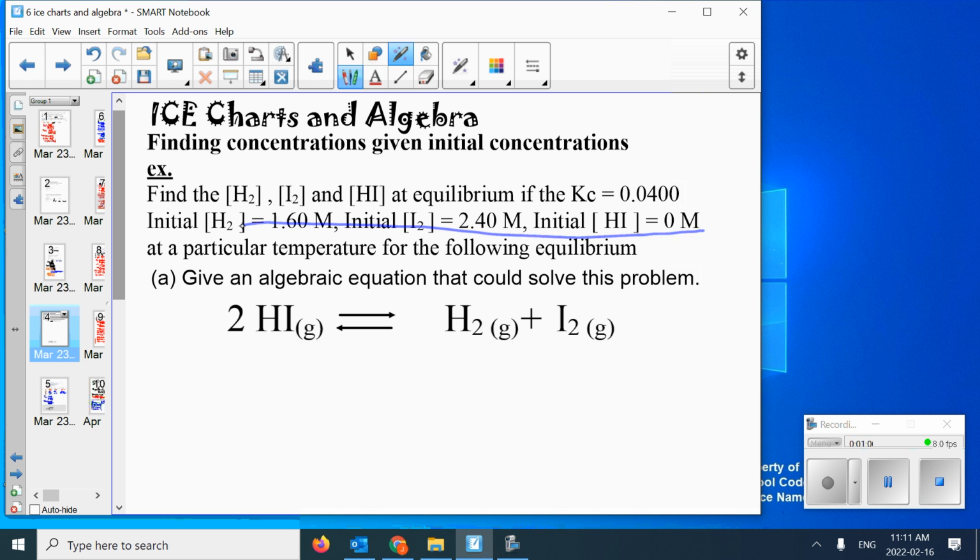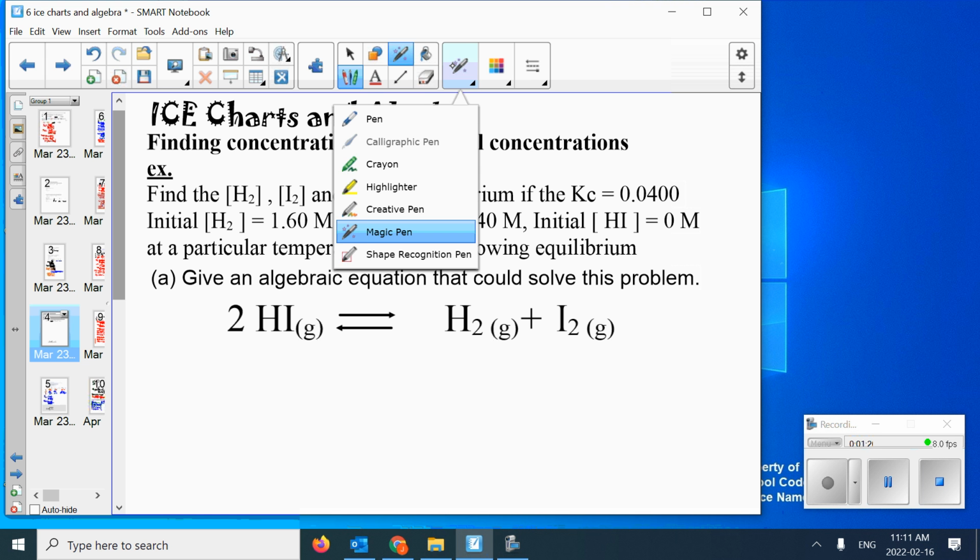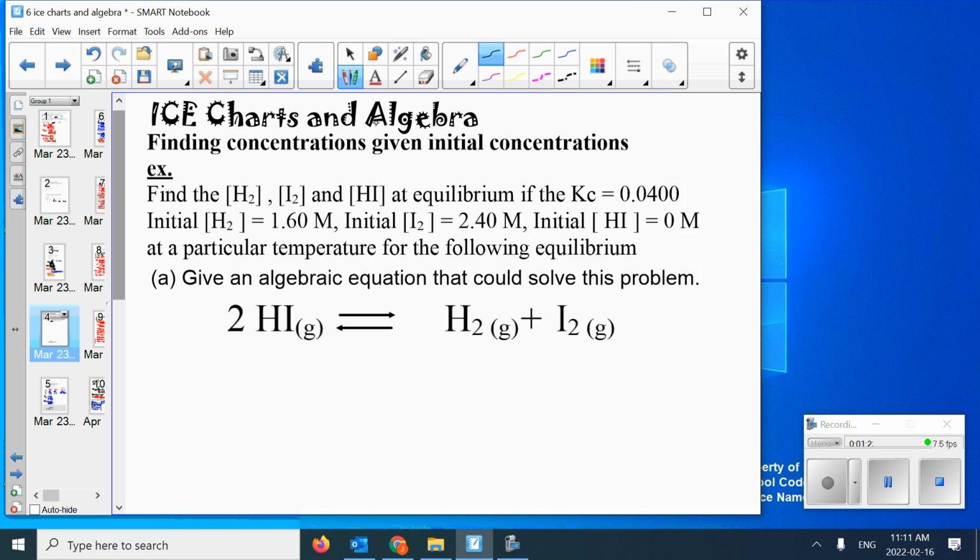So, A. I'm going to just say right now, give an algebraic equation that could solve this problem. Normally, I'd have you guys go through it with the quadratic equation and solve it, but this year and last year, I've been shortening it up just because, you know, COVID. But you'll have the tools.